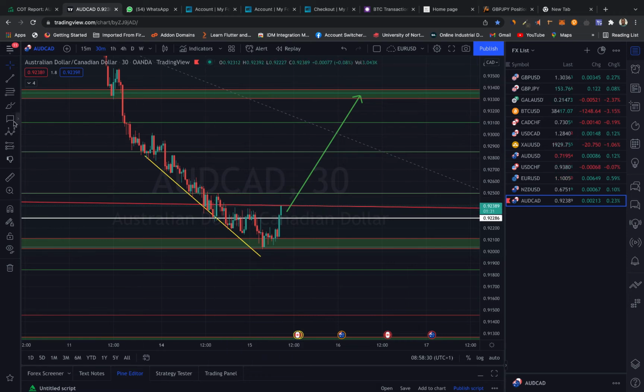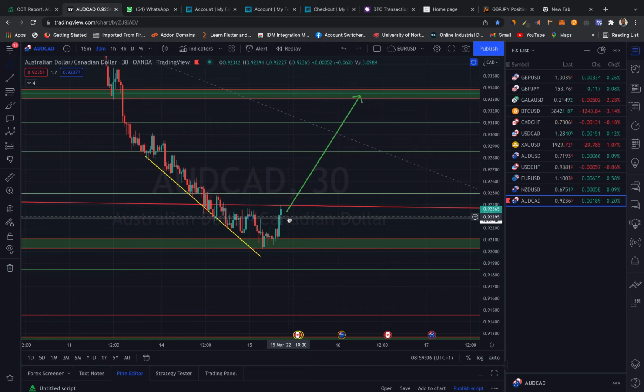If it breaks this zone right here, where it's currently at, I'm going to take it. However, I'm going to place a buy limit at just this level right here. I'm expecting this to come down a little bit, pick up my trade, and then of course ascend to the profit taking levels.